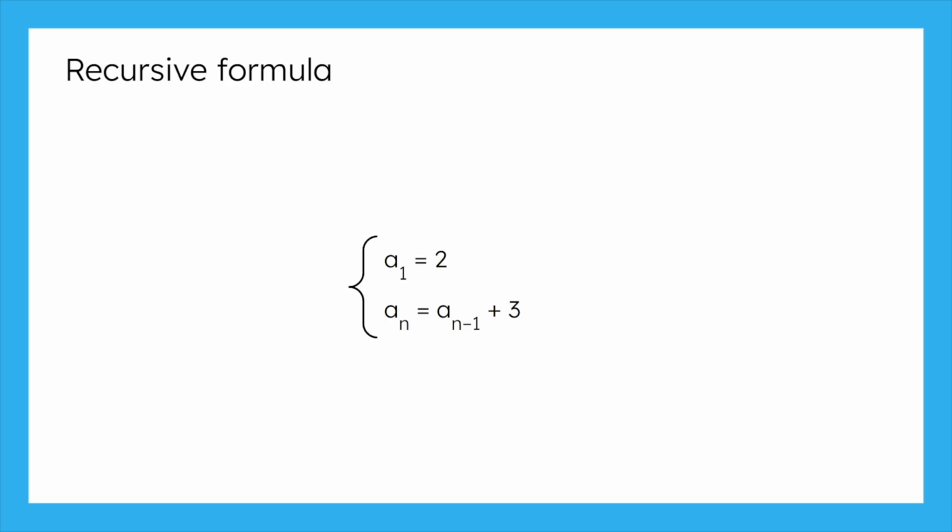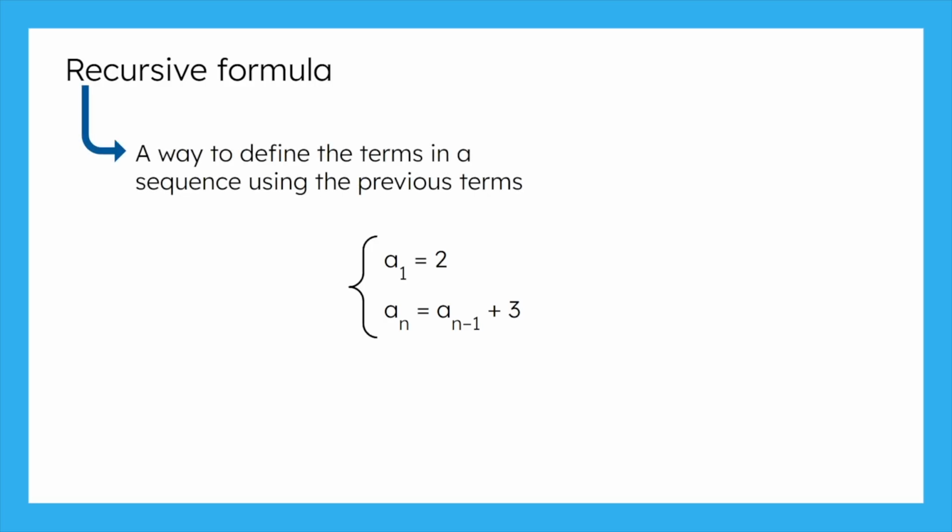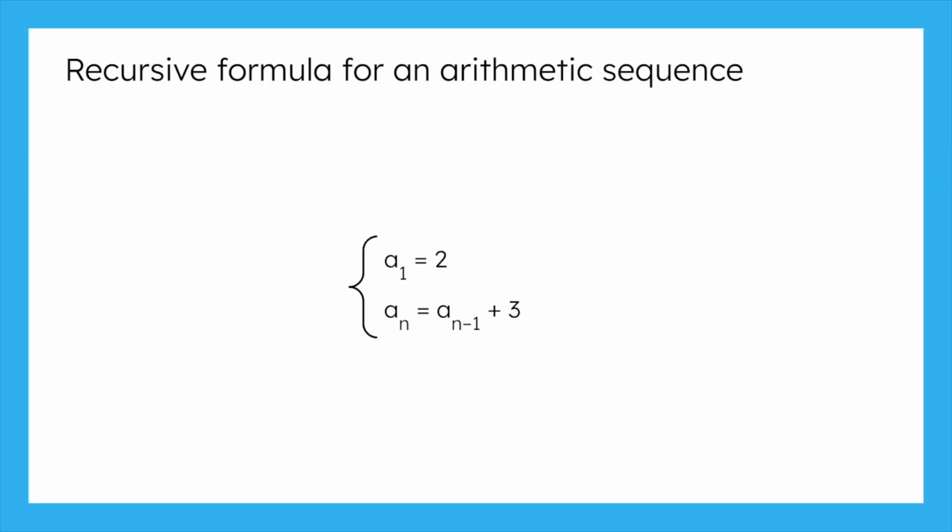This is called a recursive formula because it defines the terms in a sequence using the previous terms. For arithmetic sequences, recursive formulas will always follow this same general structure. We first identify the first term by writing a sub 1 equals and then filling in the first term.